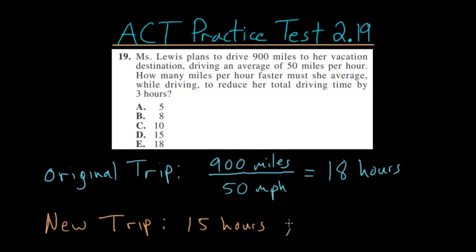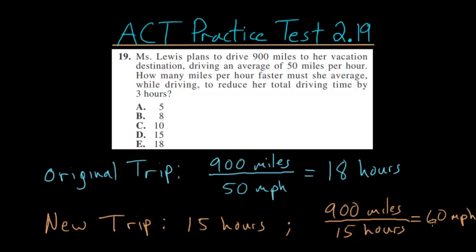And so to do that, all we have to do is take our 900 miles and divide it by our 15 hours. And notice you're dividing miles by hours, so the end unit of this is miles per hour. And when you put 900 divided by 15 into the calculator, what you get is 60. And again, our units are miles per hour.